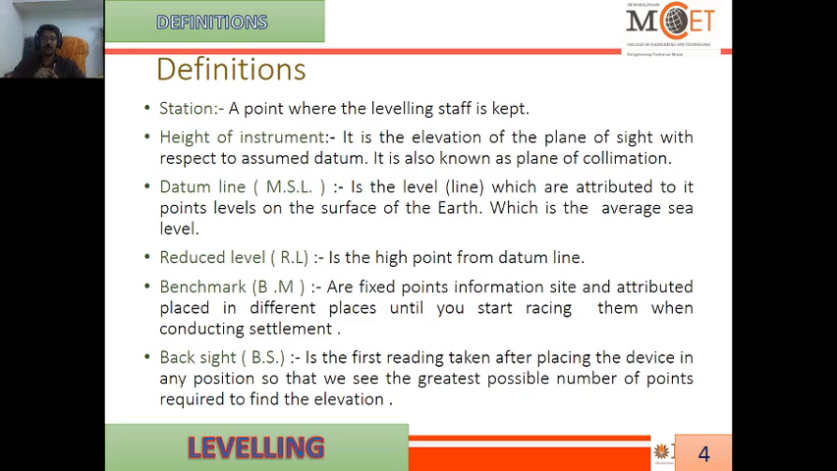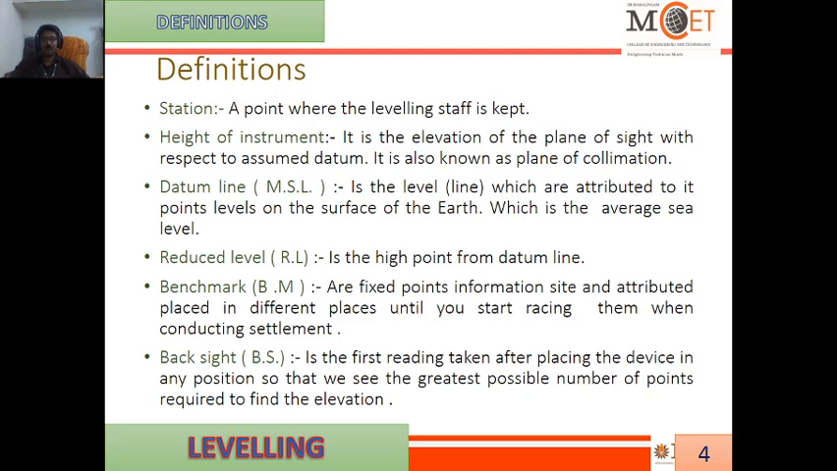Then one more term we are going to use commonly in the upcoming units a repeated number of times, that is reduced level, or in short RL, right? It is the height of a point from the datum level. The datum line may be wherever it is, the RL of the point may be here or may be here, right? So from the datum, the RL of the point may fall or rise, since our terrain is not flat, it is uneven, curved, everything. So that is the RL of the point.